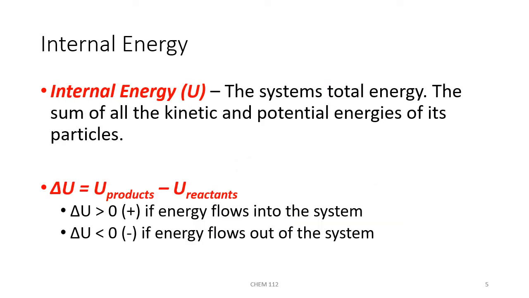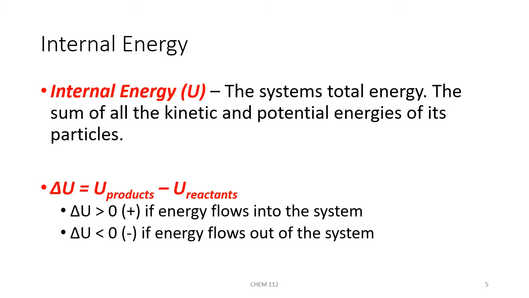The internal energy of a system is the system's total energy. It's the sum of all the kinetic and potential energies of the particles. Delta U, or the change in internal energy, can be calculated by taking the internal energy of the products minus the internal energy of the reactants. If delta U is greater than 0 or positive, that would mean energy would be flowing into the system. If delta U is less than 0 or negative, it would mean energy is flowing out of the system to the surroundings.